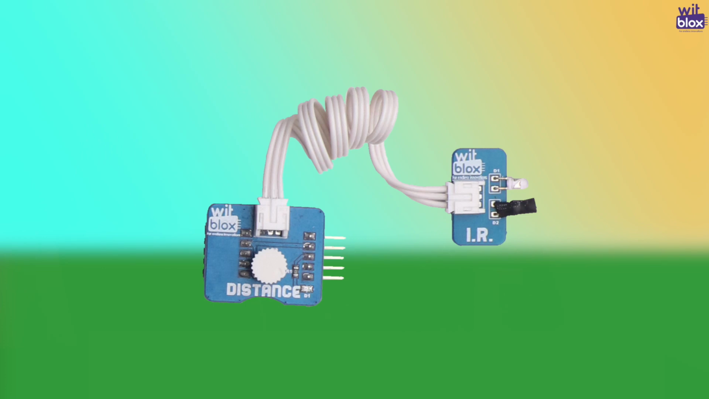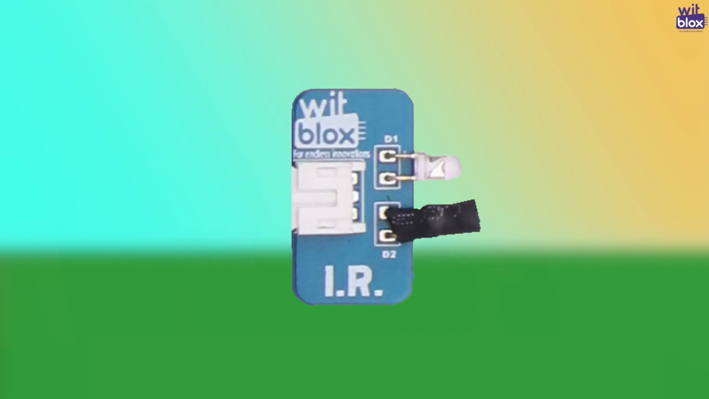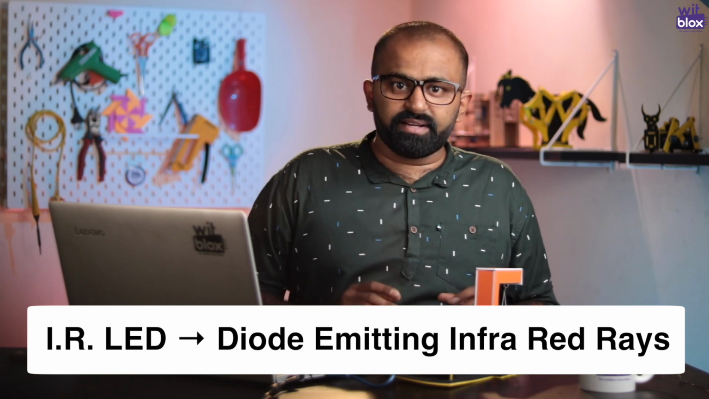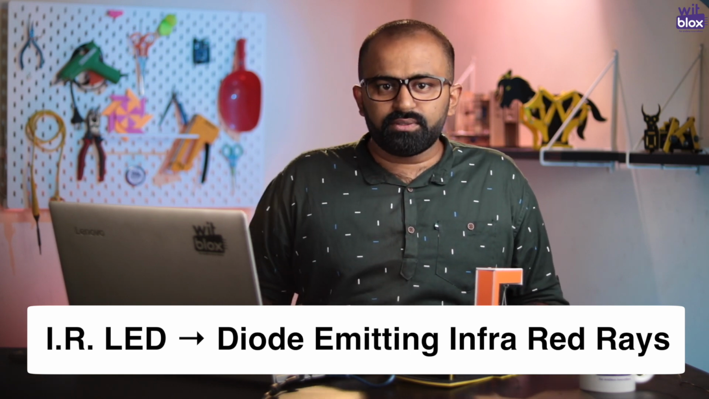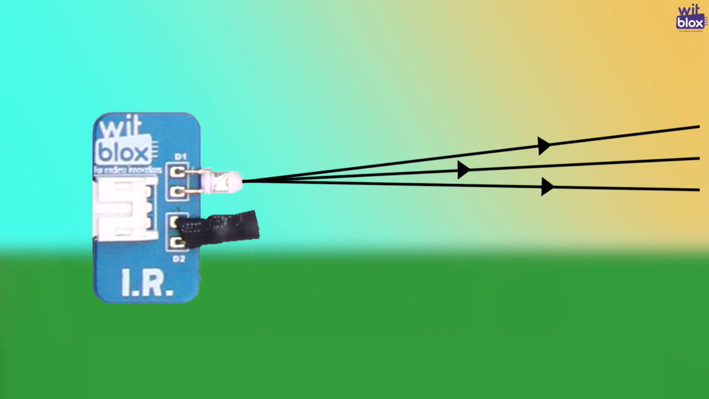In our distance block, there is an IR module connected to it. The IR module contains an IR LED, which is a diode but emits IR rays. The second is the photodiode. The IR LED continuously emits IR rays.